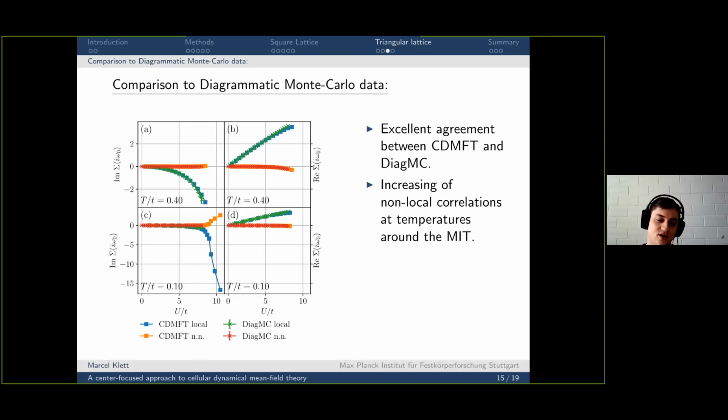What we also see on the bottom left of this figure is that at U equals around 9, where we expect this Mott transition, the non-local parts of the self-energy arise in strength. And that's kind of another hint that the Mott transition appears here.